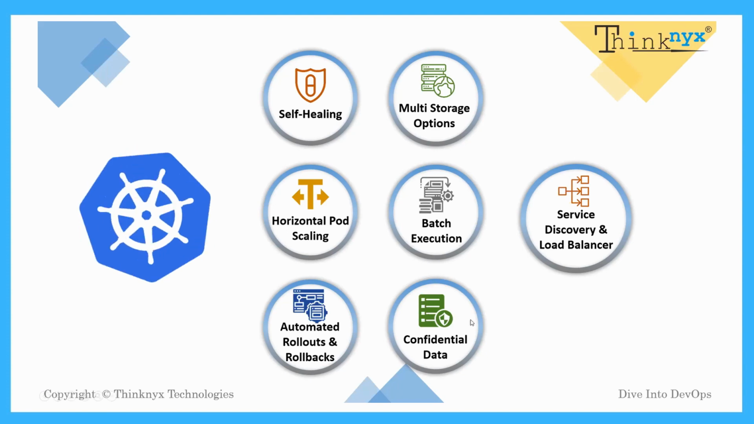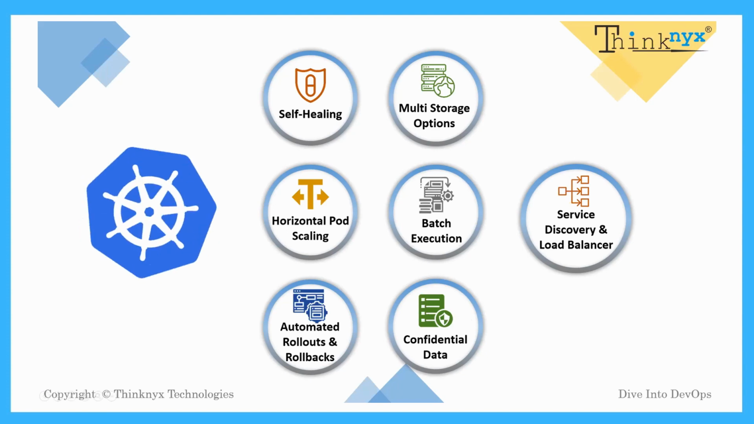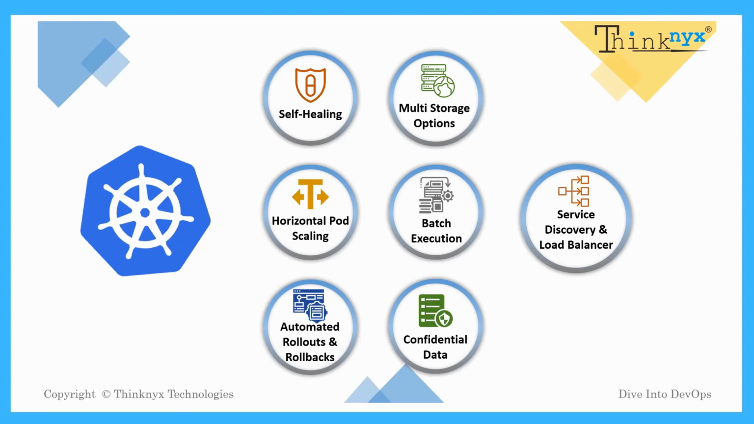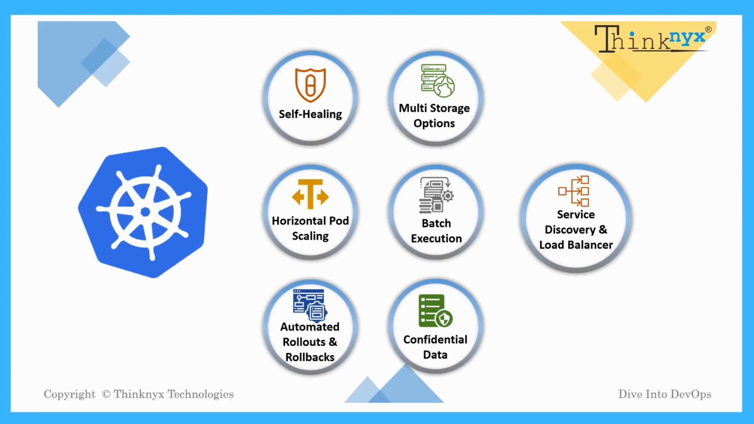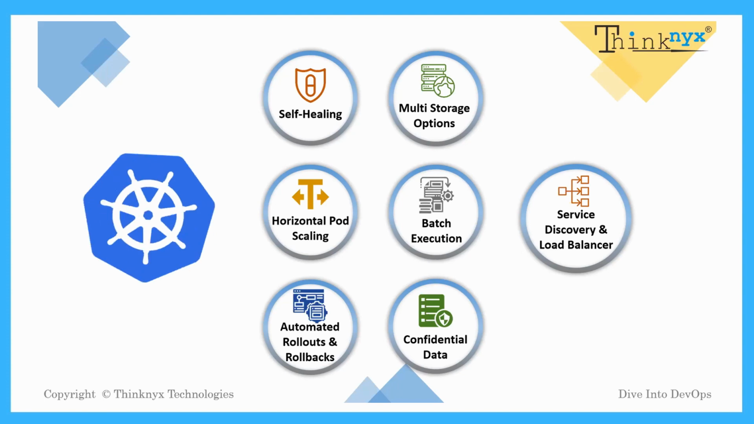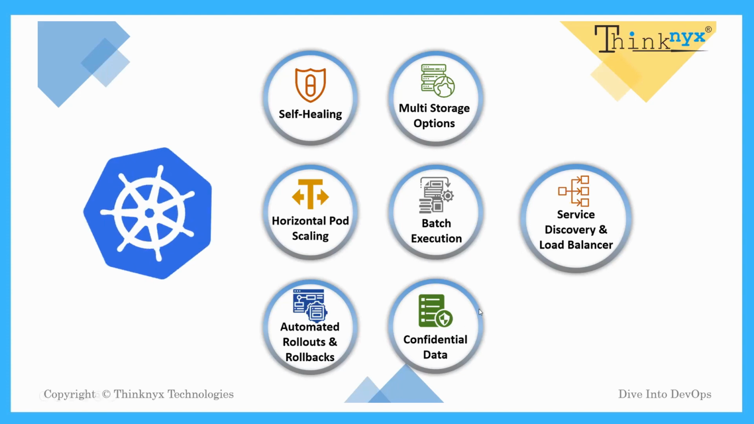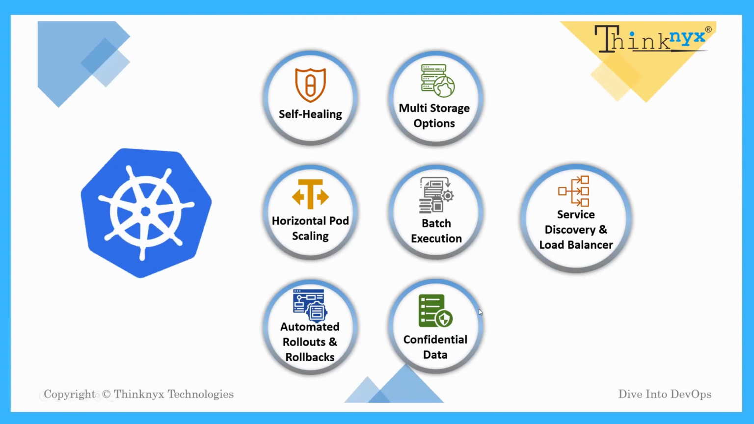Apart from that, there is one more thing which is very important. That is your confidential data management. When you talk about Kubernetes, it provides you two more things. One is for configuration, which is known as config maps. One is for your confidential data, which is known as secrets. We are going to see config maps and secrets in action, so don't worry.